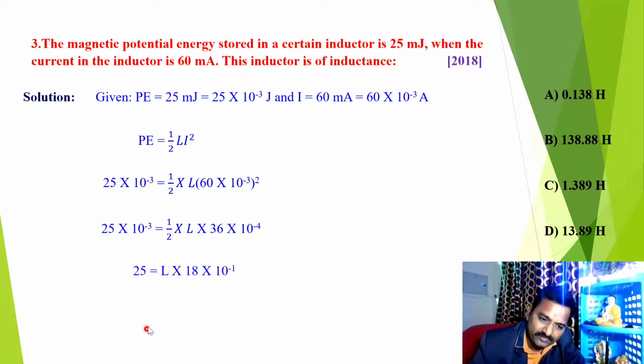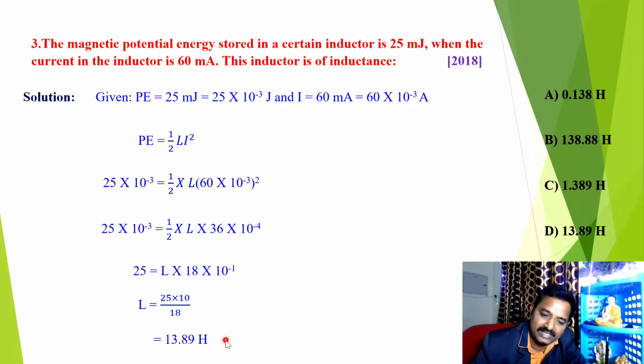Now if I simplify, from this I will get 25 is equal to L into 18 into 10 power minus 1. From this, L is equal to 25 into 10 by 18. If you simplify this, you will get 13.89 Henry. From the given options, option D is the answer.